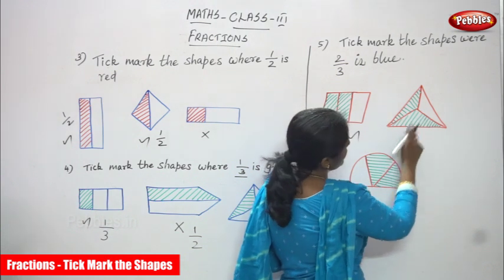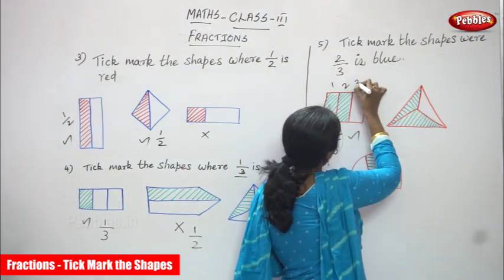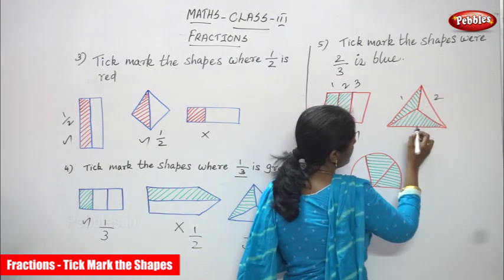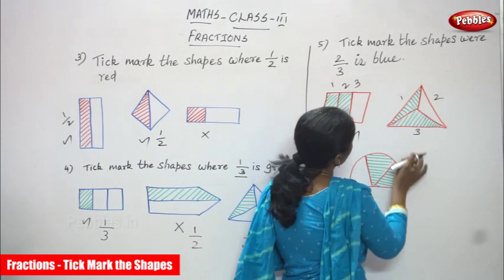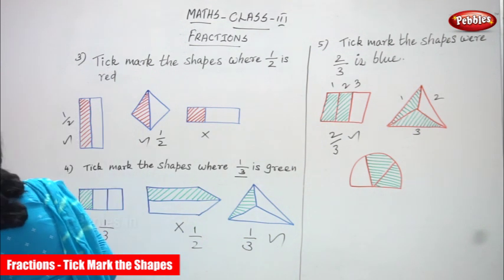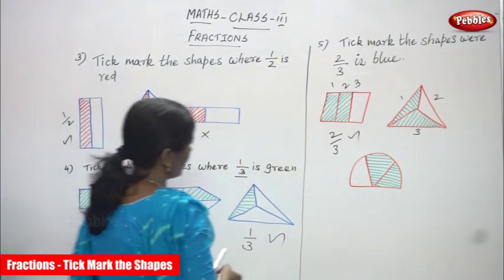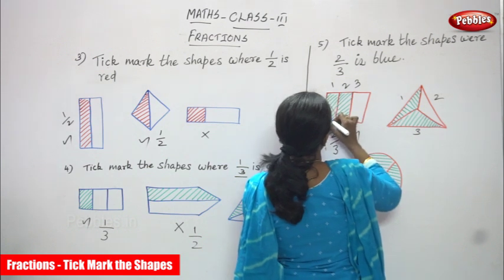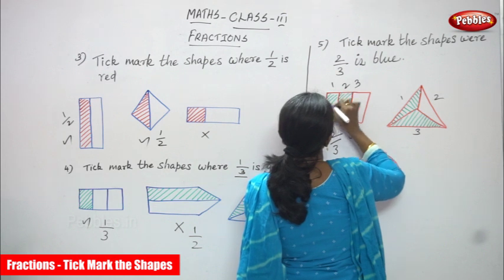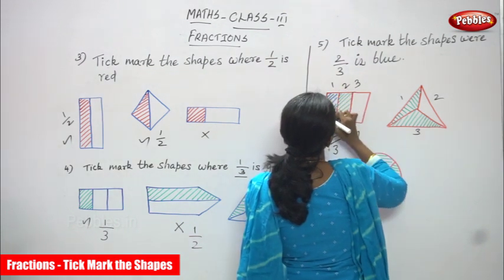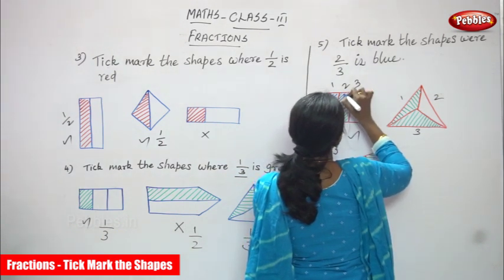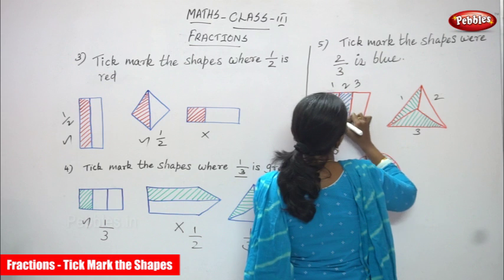So in this diagram, it is 1, 2, 3 parts. I shaded two parts in green color. Sorry, it is in blue color. But I shaded what? Blue, but I shaded in what? Blue. Now it is in blue color. I am shading in blue color.